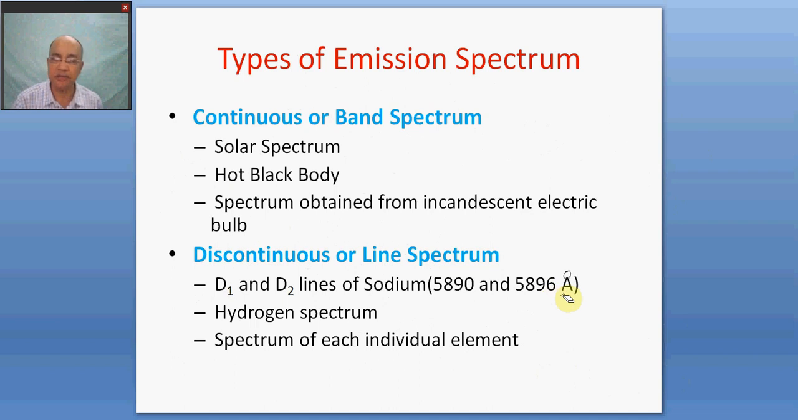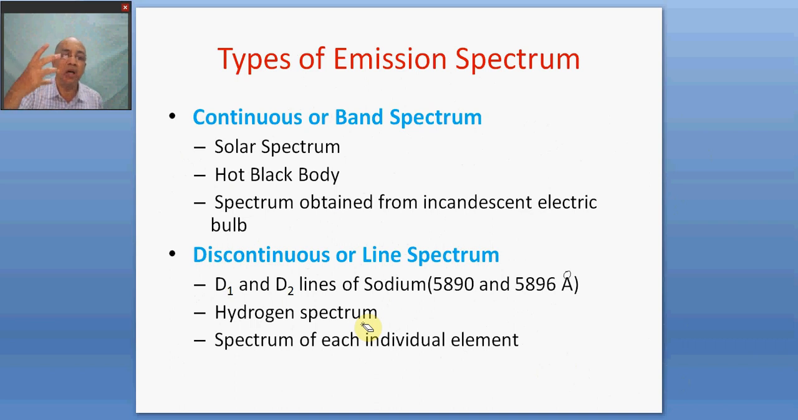Only two lines. So this is called a line spectrum or discontinuous spectrum, because there is no continuity between the lines. Another example is the hydrogen spectrum. We shall see, when hydrogen gas is given energy by an electrical method, it will radiate and produce a reddish white light.